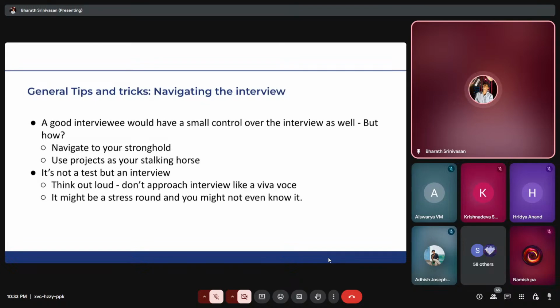Then second is, it might be a stress round and you might not even know it. It happened to me. That's why I'm saying this. I had three interviews for Synopsys. The third interview was a stress round. I never knew that was a stress round, and I did the first step, thinking out loud. I kept on thinking out loud, and every time I came up with an answer, it was wrong, and I never got around to the answer for that question. I don't remember the question now, but I never got around to it till the end.